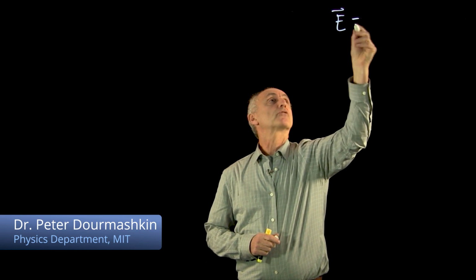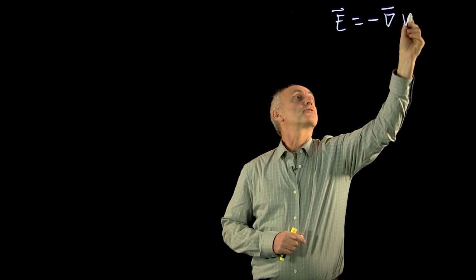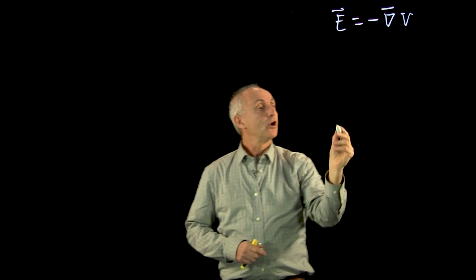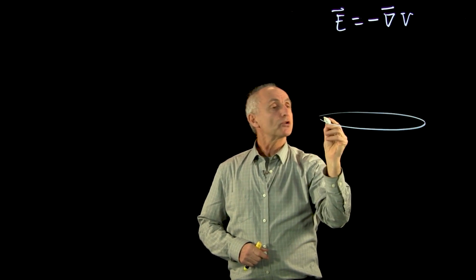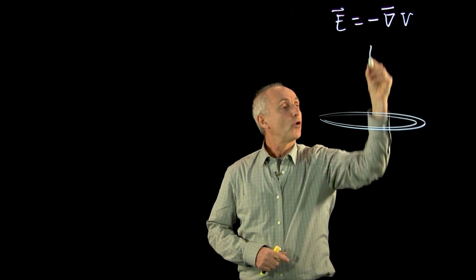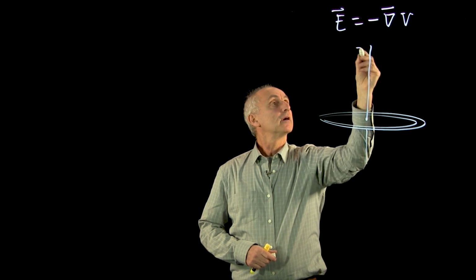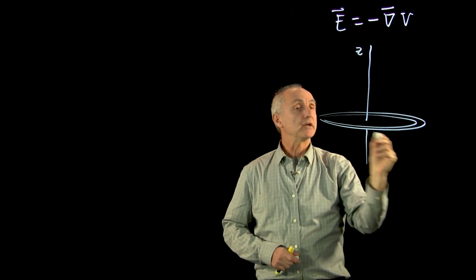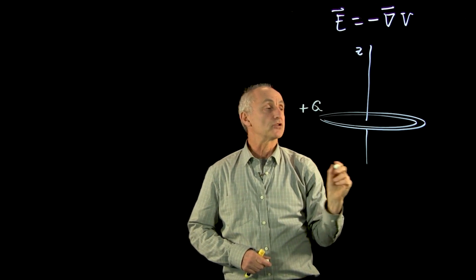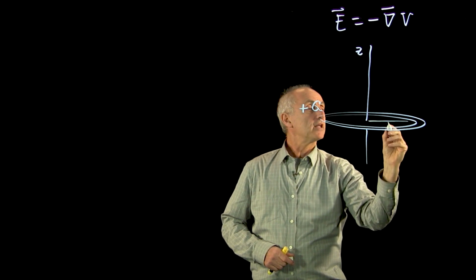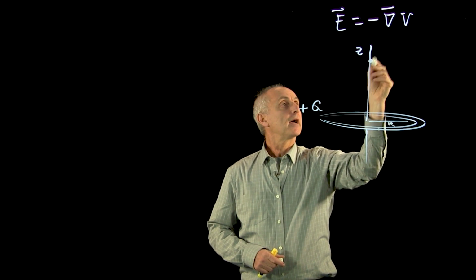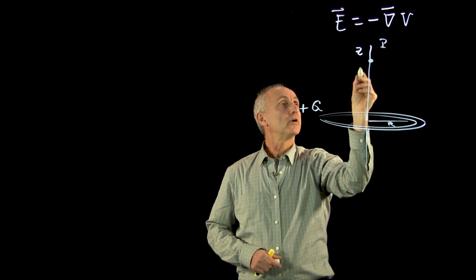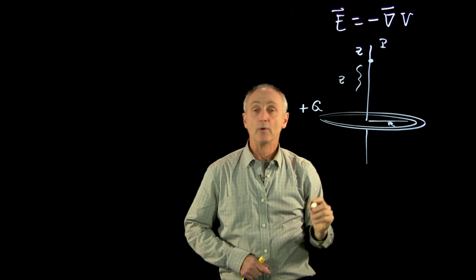Let's consider some applications of our concept that the electric field is equal to minus the gradient of the potential. We calculated the potential for a ring along the axis that passes perpendicular to the plane of the ring. Let's say the ring has a charge Q. The radius of the ring is R. And we'll take our field point P here, which was a distance z away.